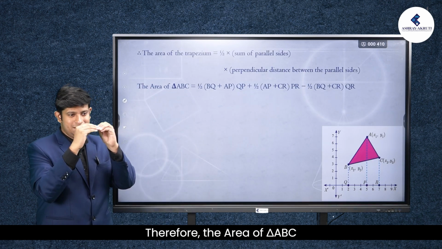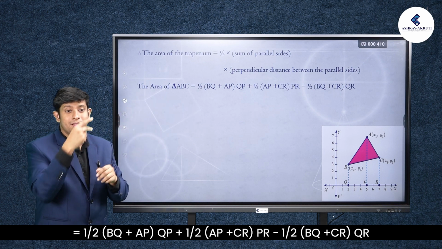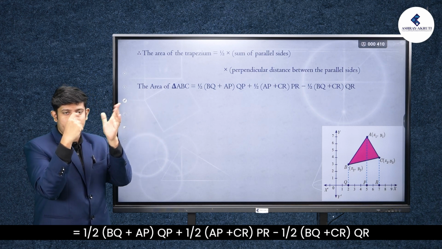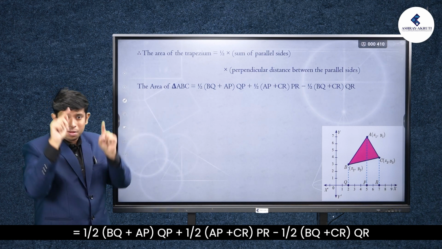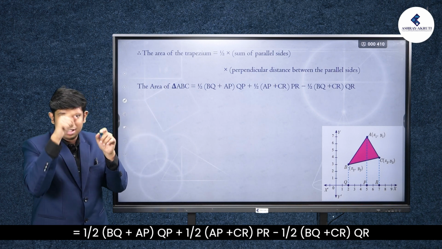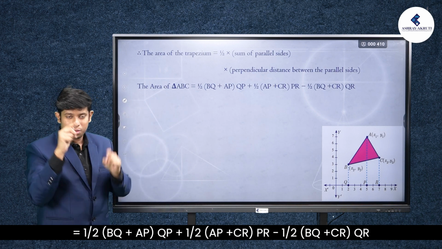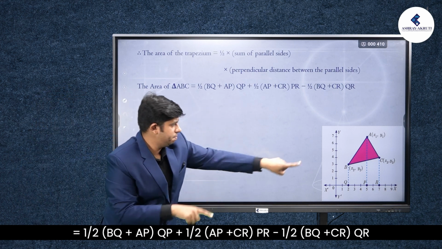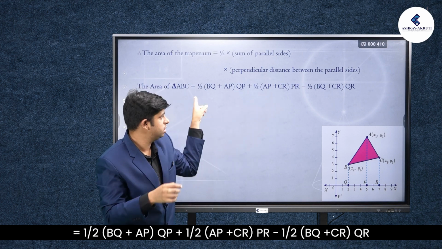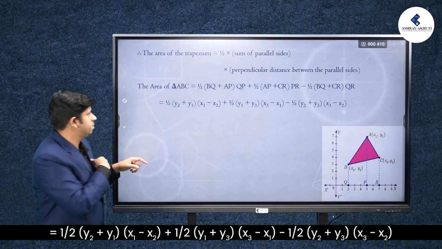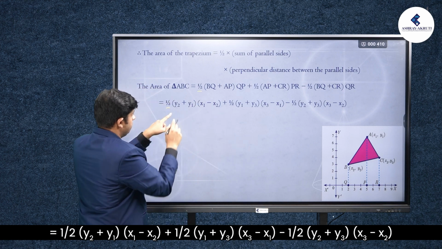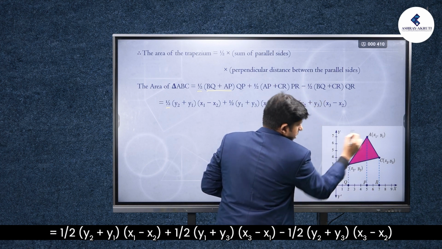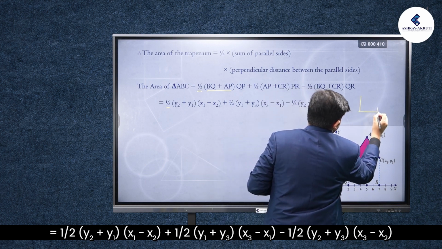Therefore, the area of triangle ABC is equal to half into (BQ plus AP) into QP plus half into (AP plus CR) into PR minus half into (BQ plus CR) into QR. That is equal to half into (y2 plus y1) into (x1 minus x2) plus half into (y1 plus y3) into (x3 minus x1) minus half into (y2 plus y3) into (x3 minus x2).